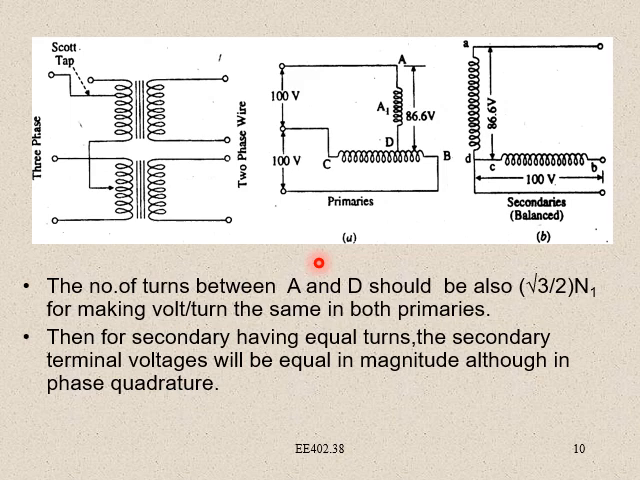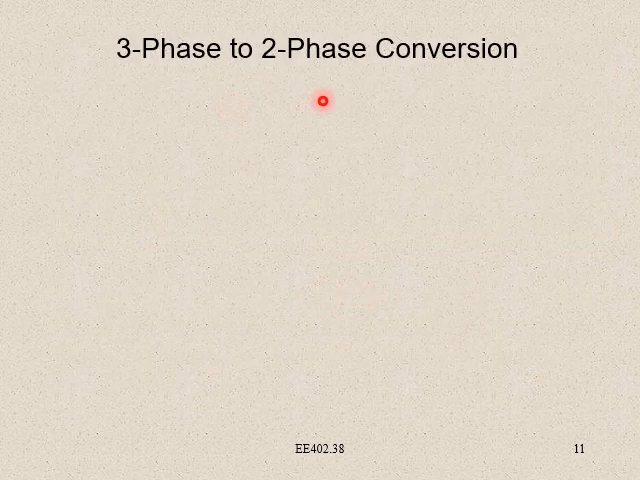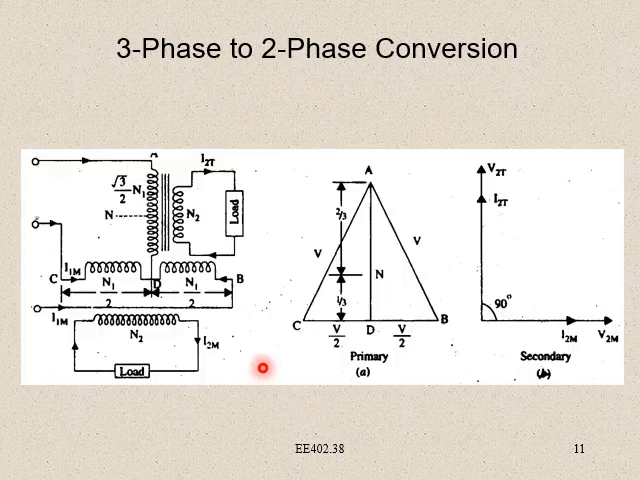So moving on to the next slide, three-phase to two-phase conversion. You can see from three-phase we can convert into two-phase in this way. You can see the diagram here, three phases. The first one is center tapped with this N1 by 2 and N1 by 2, and this is root 3 by 2 N1, and here N2 with the load. This is also an N2 with the load.